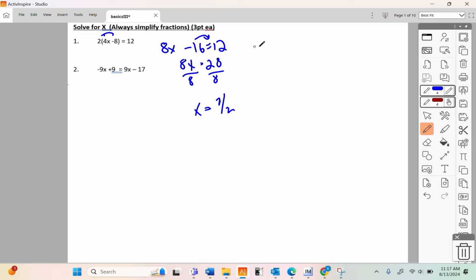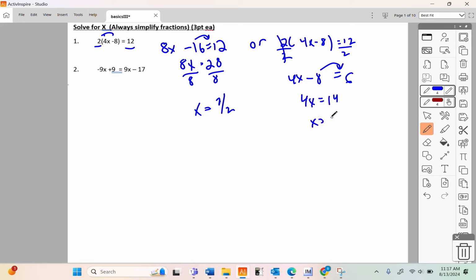Seems right. Now, what I could have done on this one, because I noticed these are both even, is I could have initially, let me rewrite the original equation down, I could have initially divided both sides by 2. And then I would have had something easier to work with, right? So I add 8 and I get 14. I divide by 4 and I still get 7/2. So it's up to you how you do it.